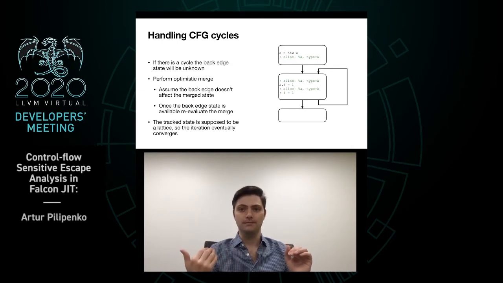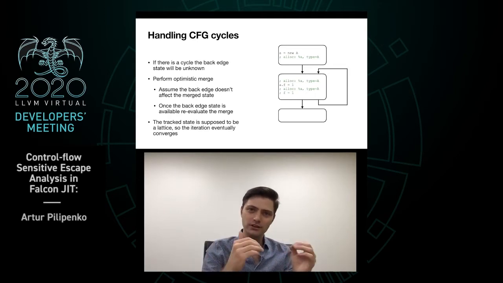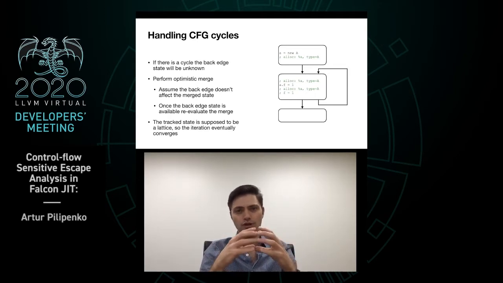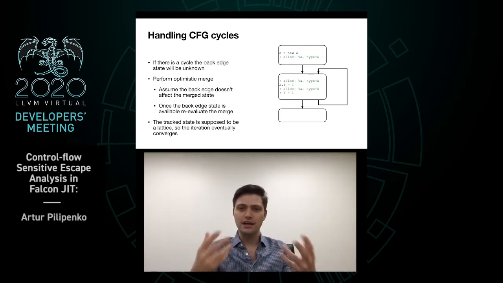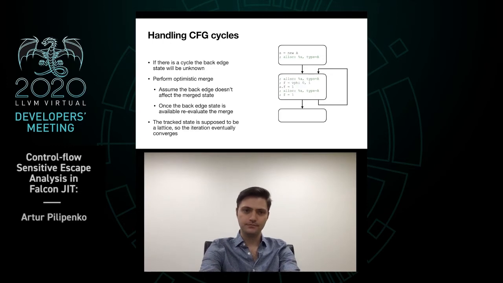analysis of the cycle. So once the back-edge state is available, we take the new back-edge state and reevaluate the merge. And if the new merge state is the same as our speculative state, it would say that we know the state of the analysis for the cycle. And if it's not, we take the new merge state and reevaluate the cycle. Because the tracked state is supposed to be a lattice, this iteration should eventually converge.